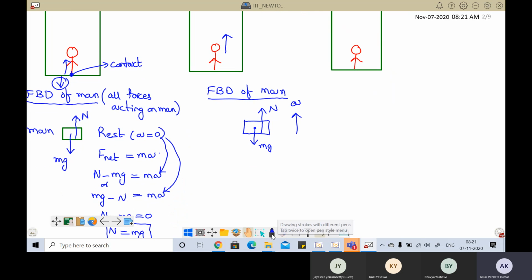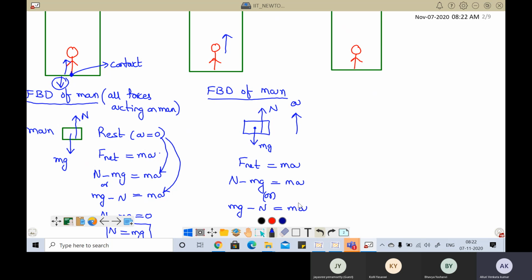Now what is the equation according to Newton's second law? F net equal to m times a. Now tell me how to write this equation. Should I write N minus mg equal to ma, or mg minus N is equal to ma? Which equation is correct? First one or second one?